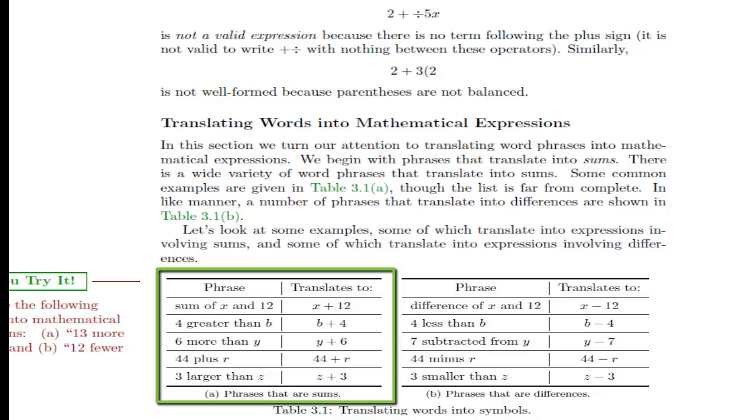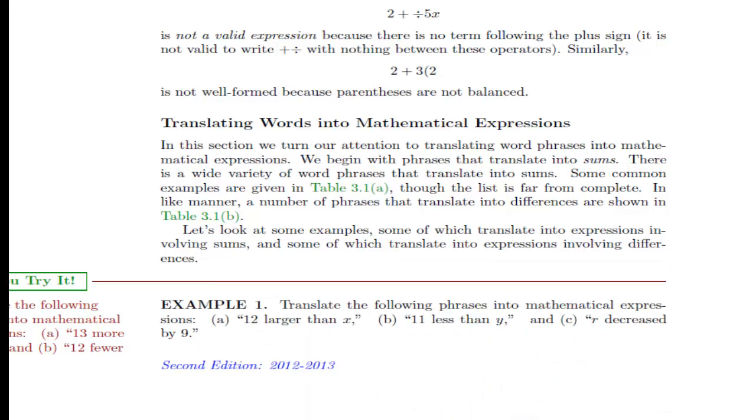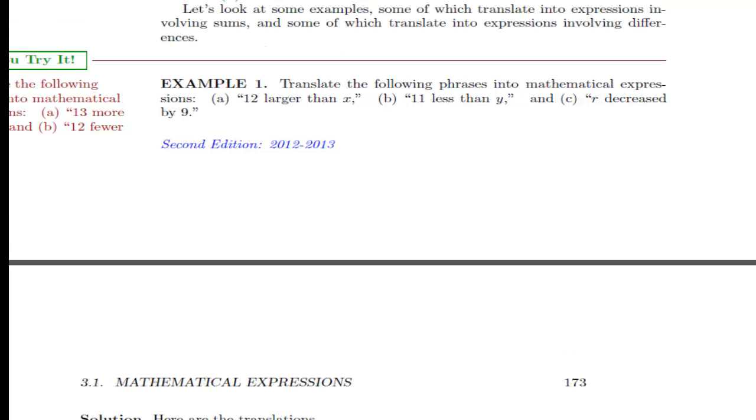Though the list is far from complete, in like manner, a number of phrases that translate into differences are shown in Table 3.1b. Let's look at some examples, some of which translate into expressions involving sums, and some of which translate into expressions involving differences. Example 1. Translate the following phrases into mathematical expressions. A. 12 larger than x, B. 11 less than y, and C. r decreased by 9.